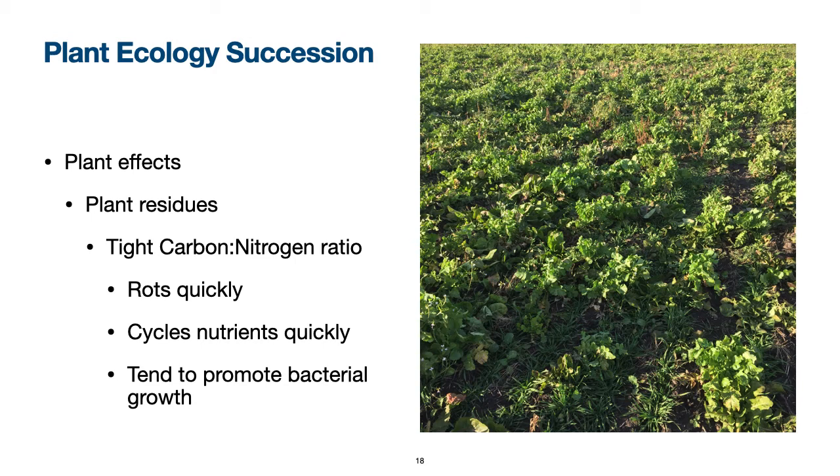So some of the plant effects, when we start dealing with plant residues, now we're going to be talking about some of the carbon to nitrogen ratios. What I mean by that is, basically it's reflected back into the protein of that residue. If we have a tight carbon to nitrogen ratio, that means we have a moderate amount of carbon, but a fairly high amount of nitrogen. In this picture, these are some brassicas that are going to be growing, and they're relatively short, so they're going to rot quick. When they rot quick, they're going to cycle those nutrients quicker, and that tends to promote more bacterial growth.